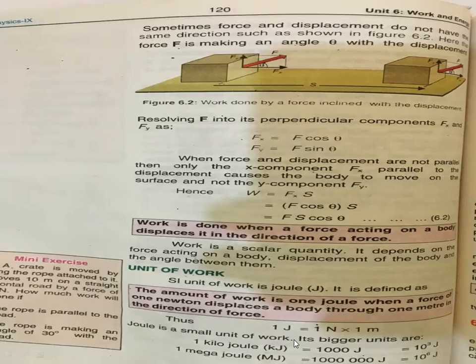Joule is the smallest unit of work. What are the bigger units of work? 1 kilojoule, denoted kJ, is 1000 joule. You know, k means 10 to the power 3, so it is 1000 joule. 1 megajoule is a bigger unit, capital MJ. How many zeros? 6 zeros, so it can be written as 10 to the power 6 joule.